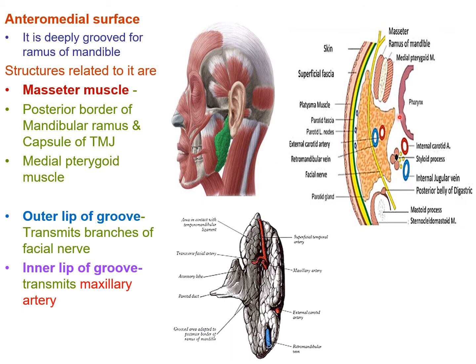So this surface is grooved. This is the inner lip of the groove and this is the outer lip of the groove. If we see here, the outer lip is transmitting the branches of the facial nerve. The inner lip of the groove is transmitting the maxillary artery medial to the neck of mandible.